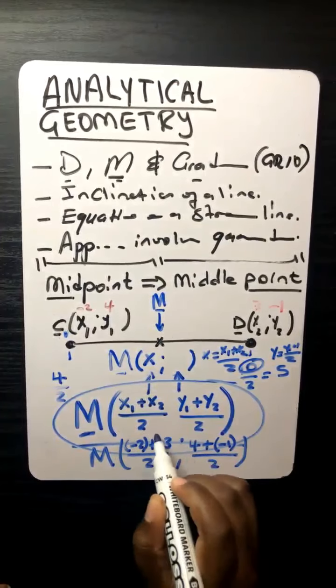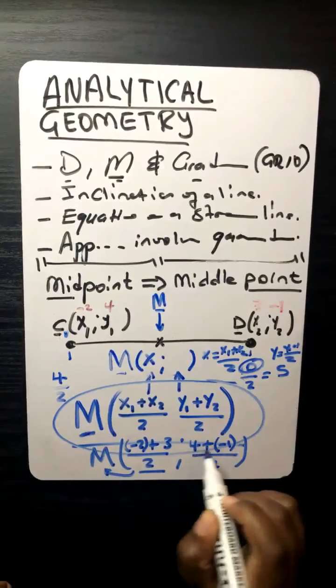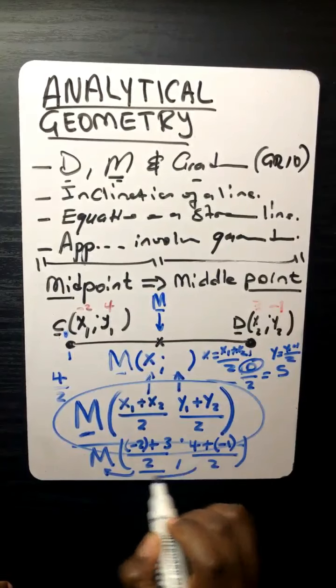Then when you punch all of this on a calculator, it gives you the x value of the midpoint. When you punch that, it gives you the y value of the midpoint.